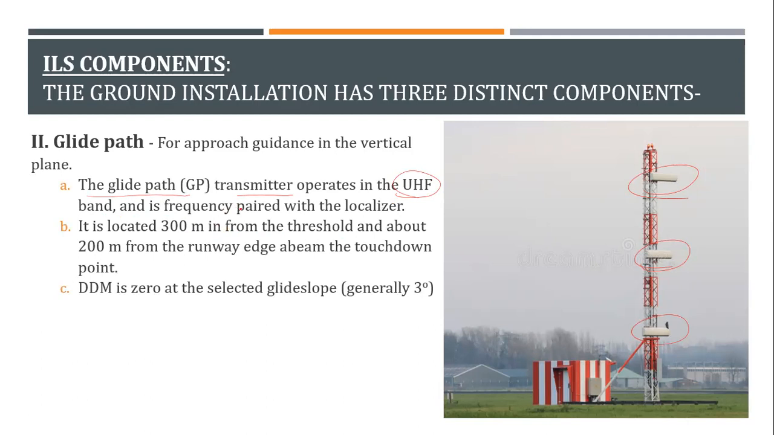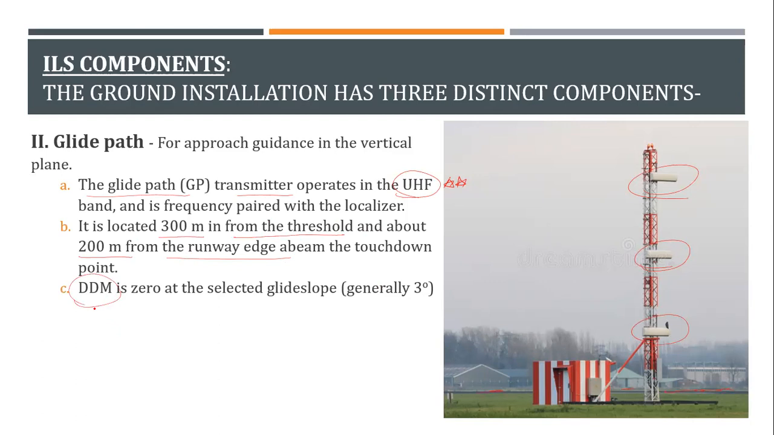Yes, the glide path operates in the UHF and the localizer in VHF. So that is a difference. That is why I'm highlighting it here. Please remember this: ultra high frequency band. It is located 300 meters in from the threshold and about 200 meters from the runway edge. I'll explain with the picture. If you see this picture, the runway is over here. So you can see it is not on the runway, it is not beside the runway, it is a little far away from the runway.